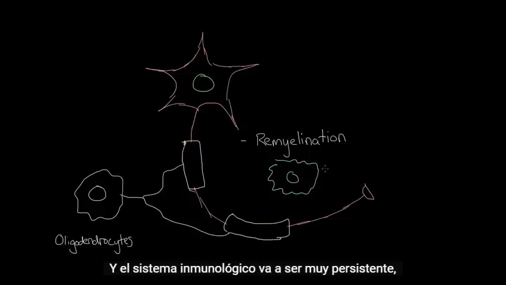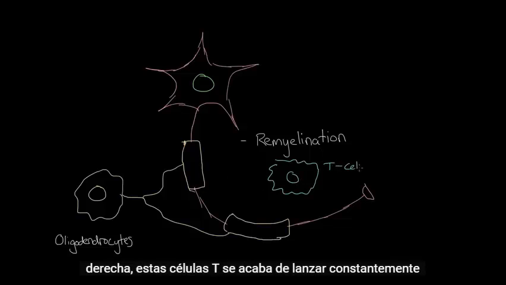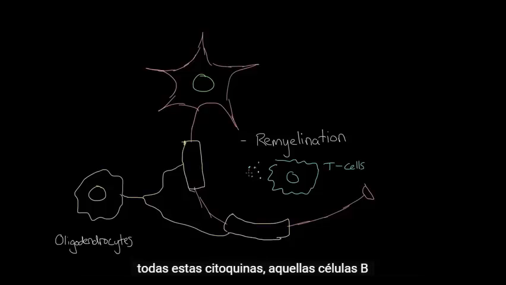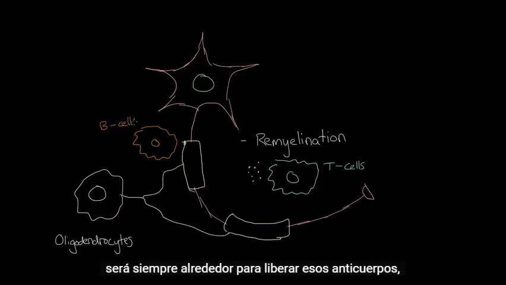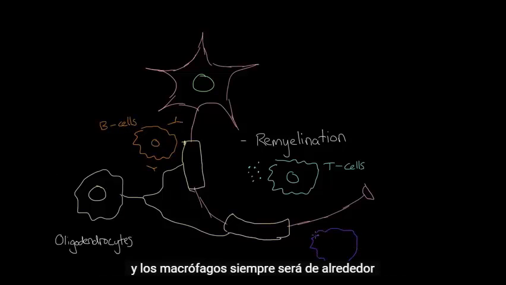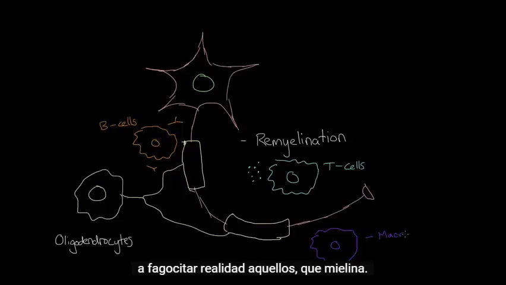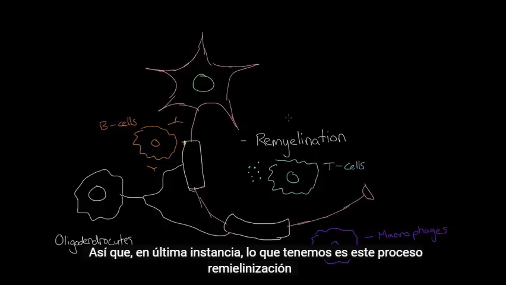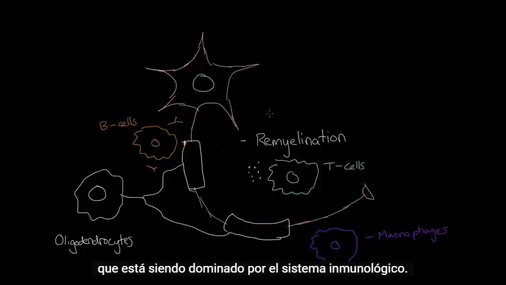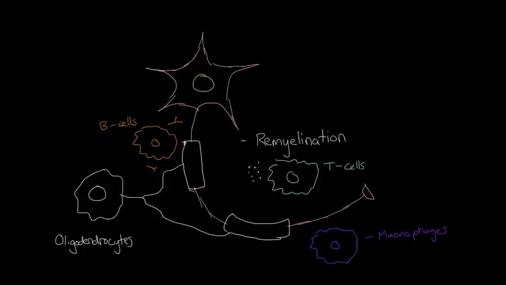And the immune system will be really persistent, right? These T cells will just constantly release all these cytokines. Those B cells will always be around to release those antibodies, and the macrophages will always be around to actually phagocytize that myelin. So ultimately what we have is this remyelination process that's being overpowered by the immune system.